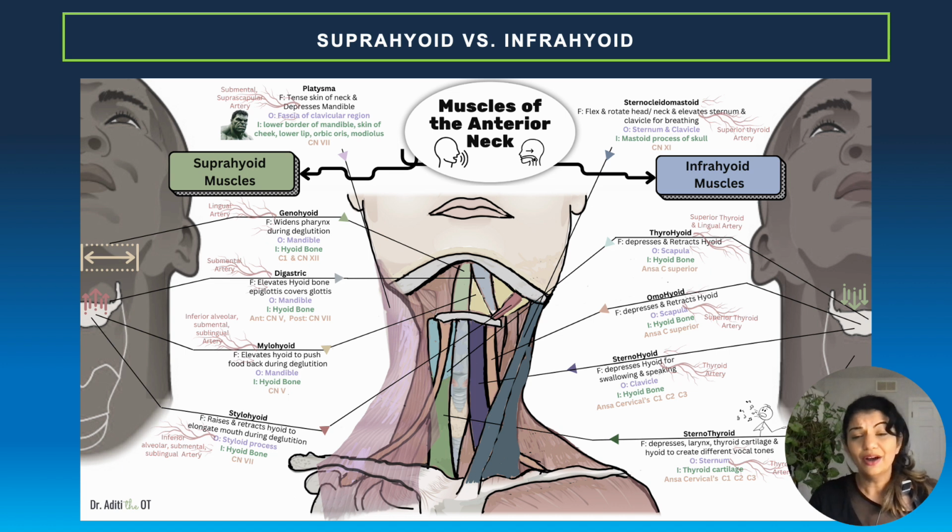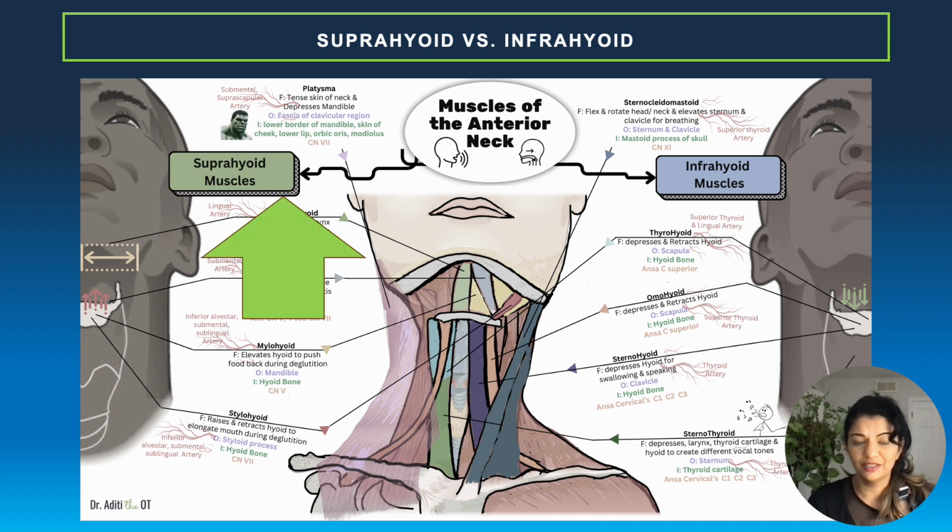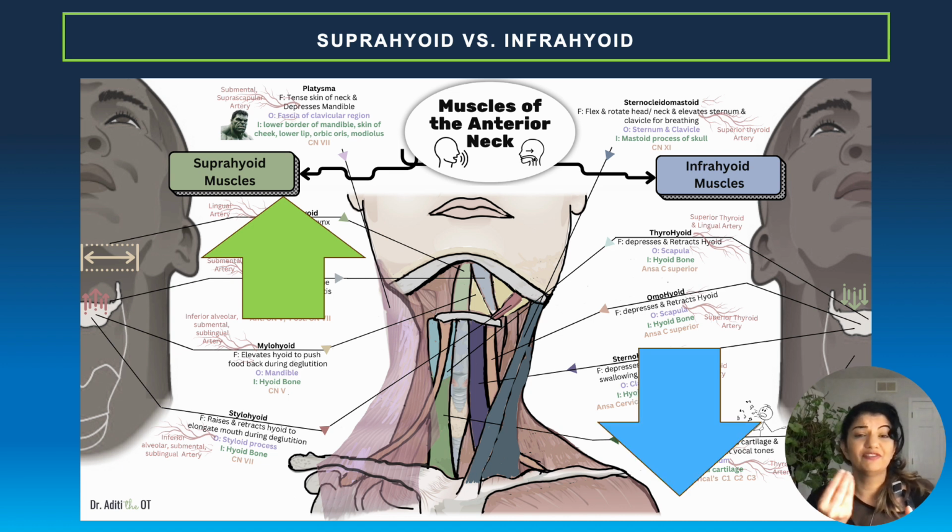All right. Now, we went over platysma and sternocleidomastoid, which are the two standalone muscles, but then these two groups, suprahyoid and infrahyoid, are important. Again, I just want to reiterate that suprahyoid muscles are basically muscles that elevate things. They're going to be above the hyoid bone. And then you've got the infrahyoid muscles, which are found below the hyoid bone, and they depress everything. So they play a big role in swallowing. Just knowing those two general categories is really important.